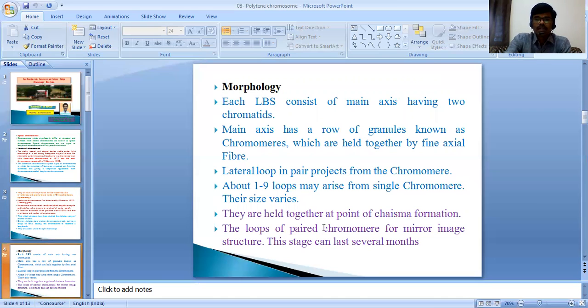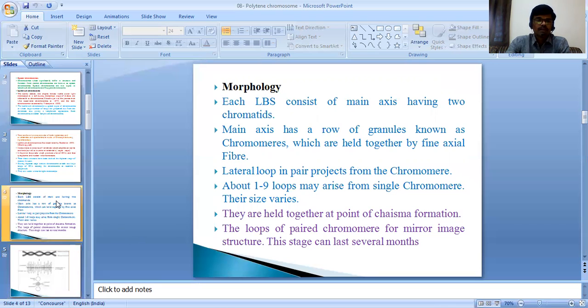They are held together at the points of chiasmata formation. ज्यावेळेस पॉइंट निर्माण होतो त्या ठिकाणी कायस्मा फॉर्मेशन होत असतो. The loops of pairs of chromomeres form mirror image structures. This stage can last several months. Okay.